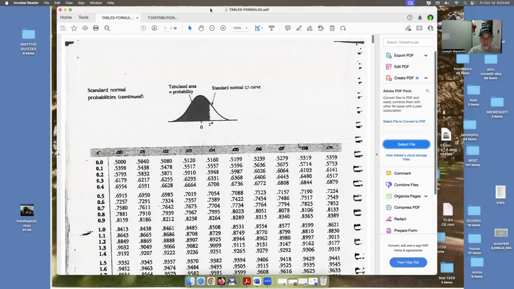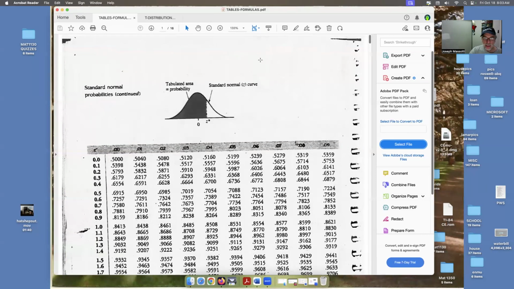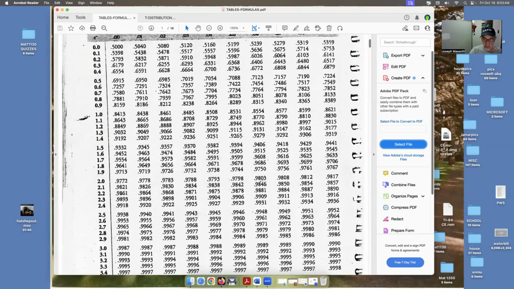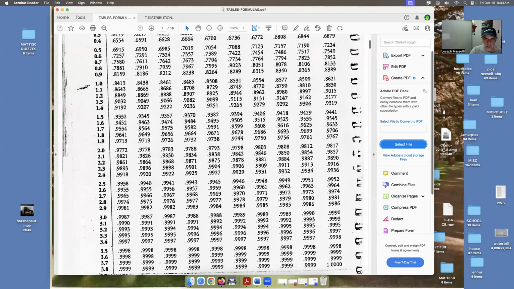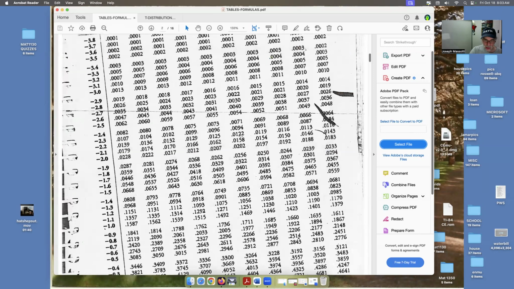And these are the formulas that I've given you. The first page we've been using when we do our normal calculations. Right, we've used this table a lot so far, and this is for our standard normal calculation. So we have been using this table.